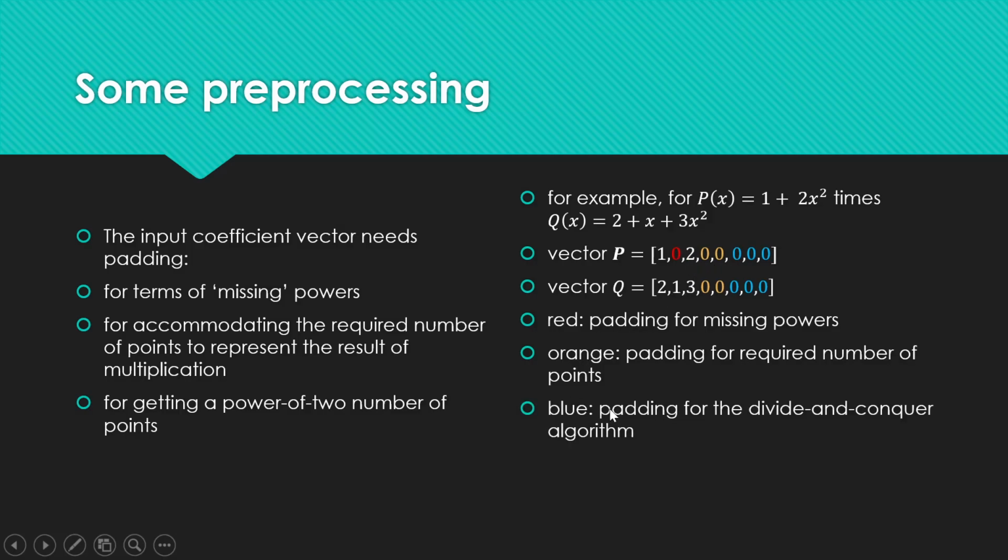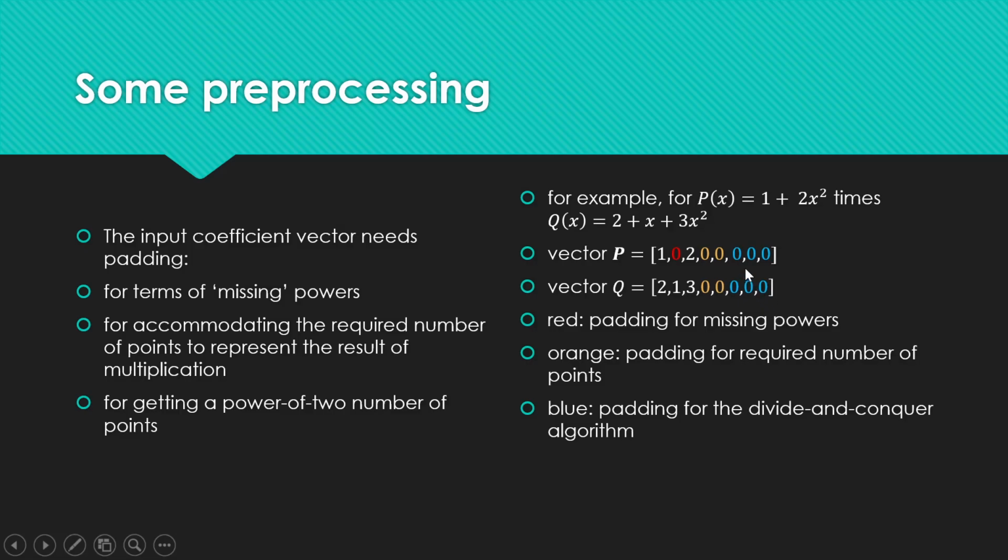As for the blue padding, it's the padding required for the divide and conquer algorithm. As we know, the divide and conquer algorithm of FFT divides the input by 2 every time. So we're going to need a power of 2 number of points. In this case, the closest to 5 would be 8, because 8 equals 2 raised to the third power. So we add 3 more points here. The final input vector for P would be 1, 0, 2, 0, 0, 0, 0, 0, and for Q, 2, 1, 3, 0, 0, 0, 0, 0.